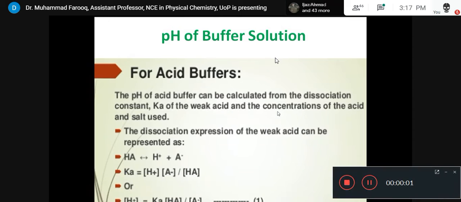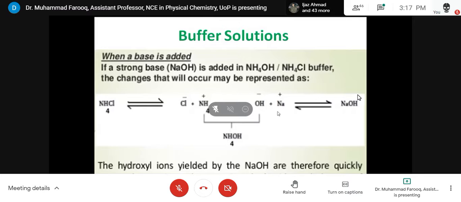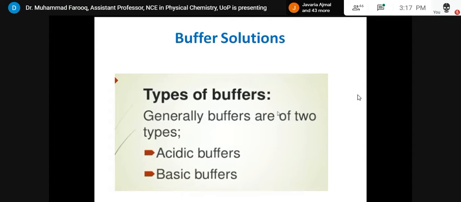Bases are added to these solutions, so they will retain their pH up to some extent. So we have discussed these things. There are two types of buffer solution. One is called the acidic, and the second one is called the basic buffers.